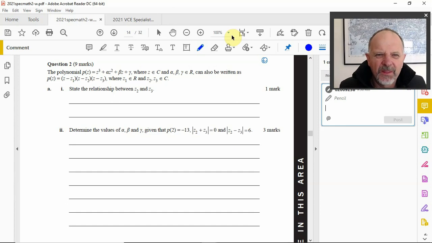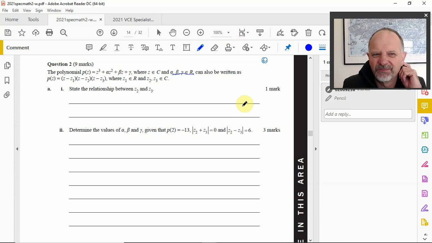polynomial and some coefficients and a constant that we don't know. But what we do know is that they are real numbers. And so we can write it in this form here. We're told that Z1, so for this first factor here, is a real number, and that Z2 and Z3 are complex. So it says state the relationship between this Z2 here and this Z3 here.